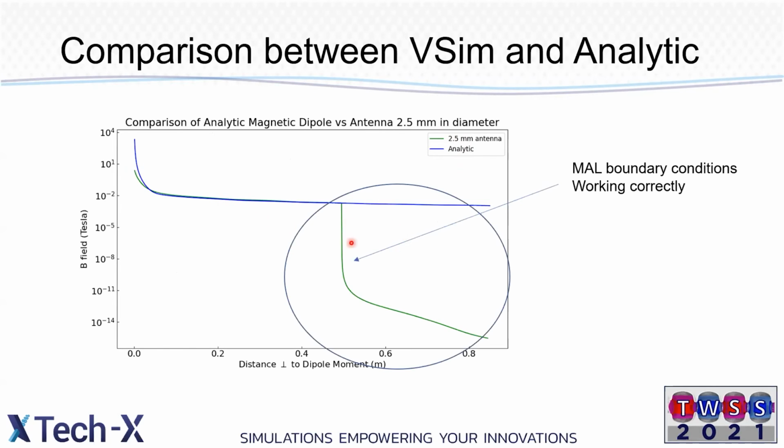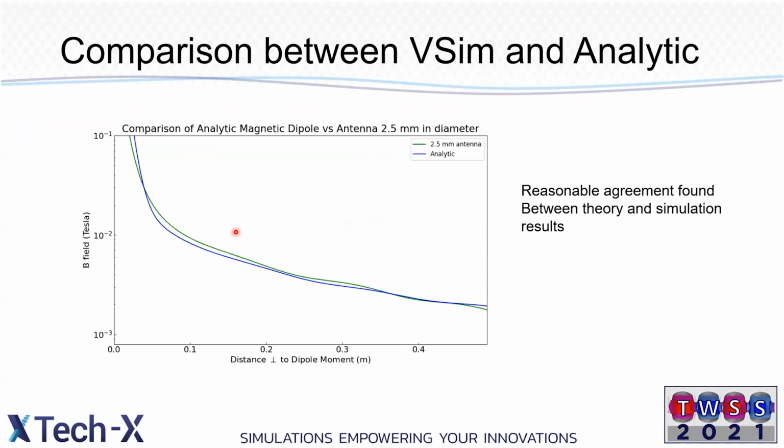I'm just showing you this because I have included my MAO boundary conditions now. I find that those MAOs are extremely important. And here we go. They're working the way we would expect. So if I zoom in on the part that we care about, this is what the comparison looks like. I would call this a pretty good comparison. So I'm now actually modeling a magnetic dipole pretty well.